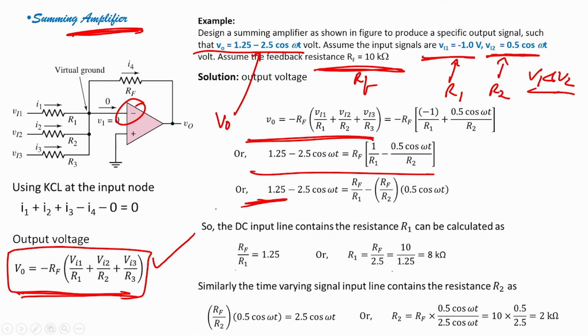Then we know that this is the DC input line, this is the resistance R1 that the DC input line contains, and then we see the time varying signal, and it is related with this particular signal. So, then we can find the value of R2. Thus, R1 and R2 are very easy to find, all right.